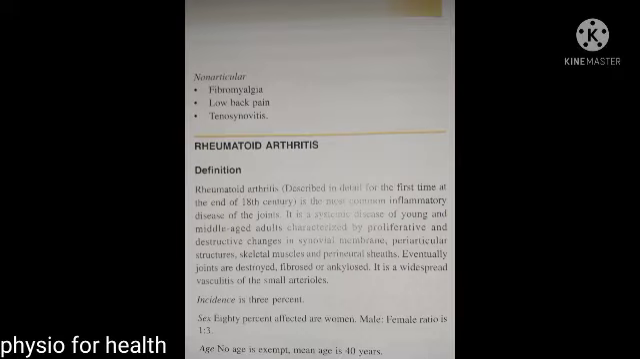Rheumatoid arthritis definition. Rheumatoid arthritis, described in detail for the first time at the end of the 18th century, is the most common inflammatory disease of the joints. It is a systemic disease of young and middle-aged adults characterized by proliferative and destructive changes in synovial membrane, periarticular structures, skeletal muscles and perineural sheaths. Eventually joints are destroyed, fibrosed or ankylosed. It is a widespread vasculitis of the small arterioles.